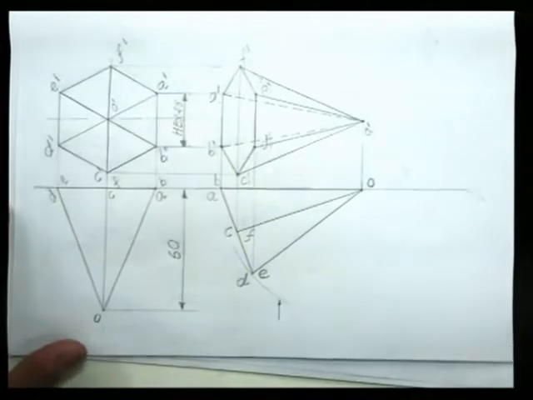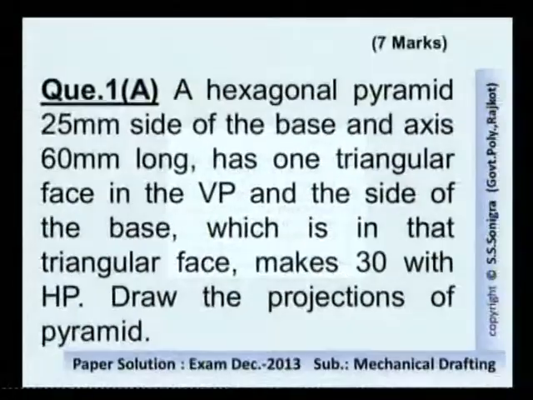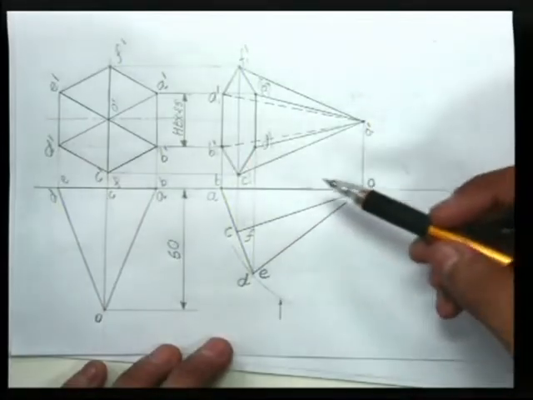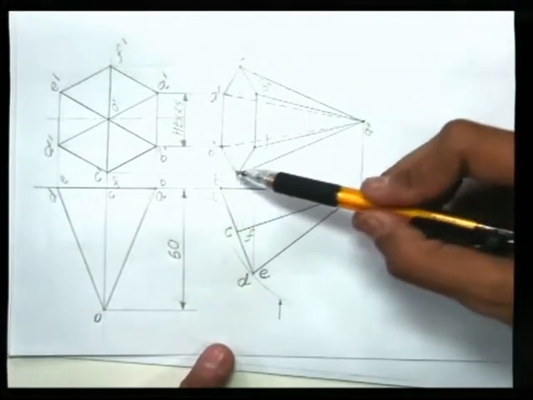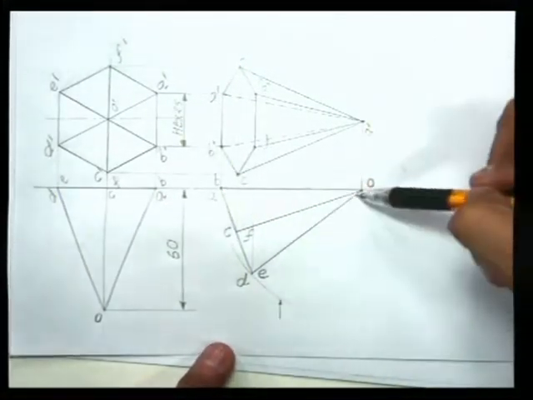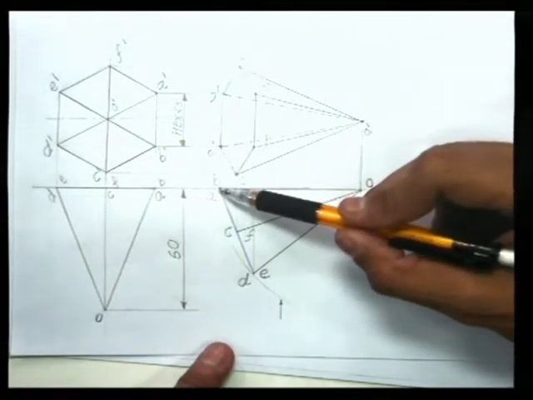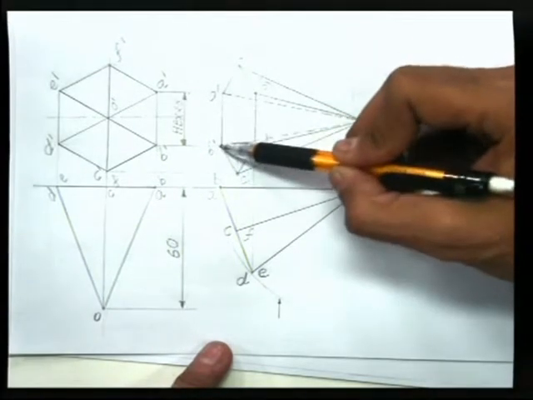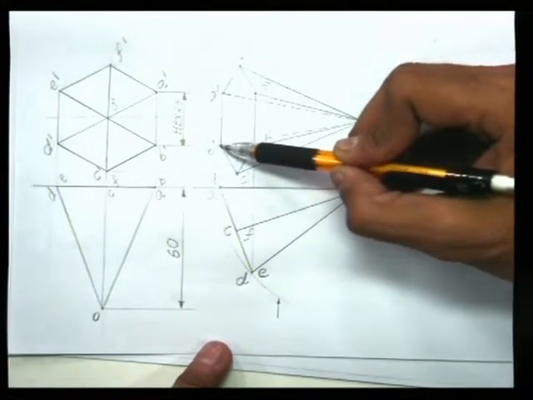So we have drawn the second line. The second line says that a hexagonal pyramid with 25 side and base axis 60 mm long has a triangular face in VP. So its triangular face is in VP, and the side of the base which is in that triangular face makes an angle of 30 degree with HP. Means the side of that triangular base. Which triangular base? That is OAB. It is resting on OAB. So the side of that triangular base, that is A1 dash B1 dash, makes an angle of 30 degree with the XY line, right?